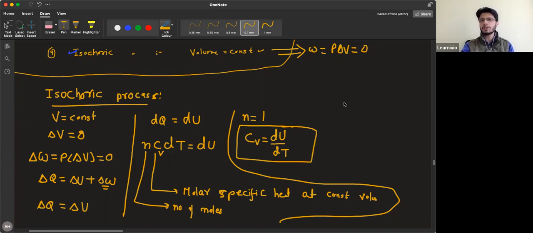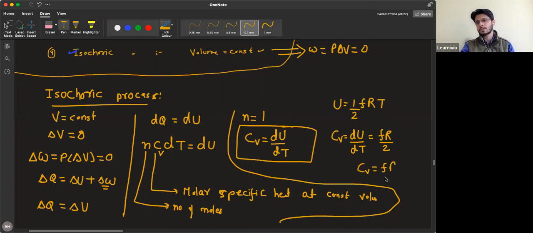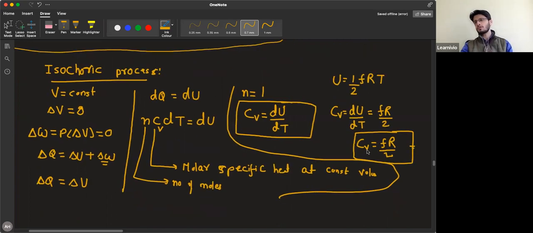And what was the formula of internal energy that we did in KTG? For 1 mole, what was the formula? Half degree of freedom into gas constant into temperature. So if I differentiate with respect to T, then I will be left with only fR by 2. So this is Cv, specific heat at constant volume. This is degree of freedom, gas constant divided by 2. This is how we calculate. If you have Cv, you can calculate heat, you can calculate many things. So that was about isochoric process.